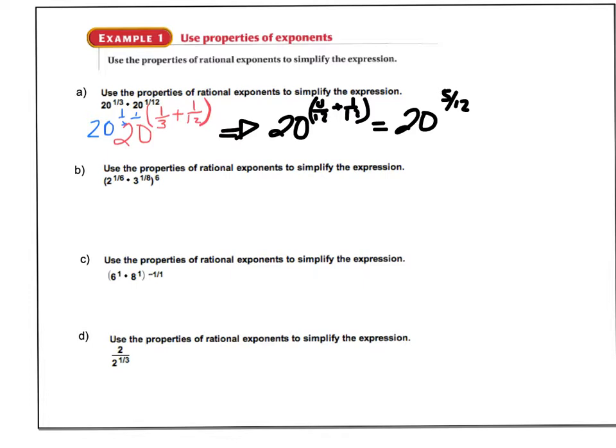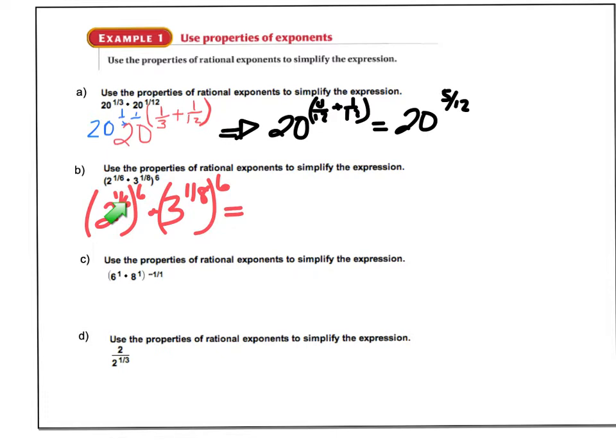Let's move on to letter B. Here I have exponents that have different bases, 2 and 3, so there's nothing I can do with these right now. But I am taking this whole thing to a power of 6. And remember that you would sort of, quote, distribute that 6 to both of those powers on the inside. And so this expression would be rewritten as 2 to the power of 1/6, with 6 being distributed to that one, times 3 to the power of 1/8, and that then would be taken to the power of 6 as well. So then you need to simplify, and now we have power of a power.